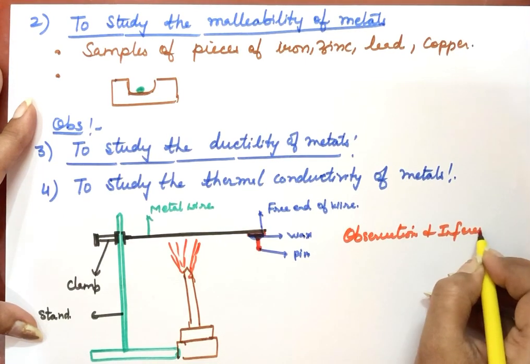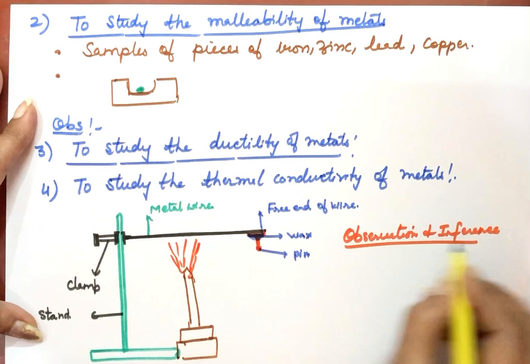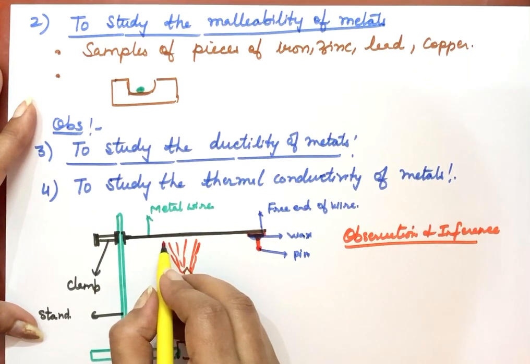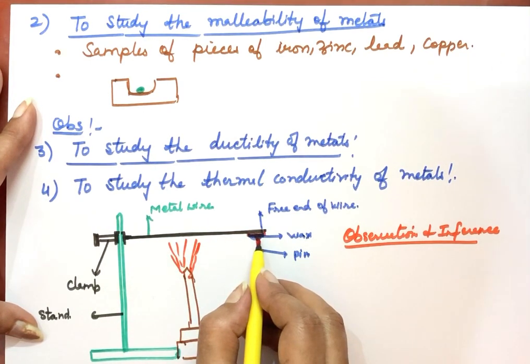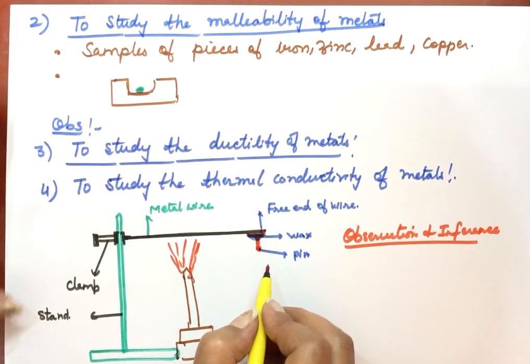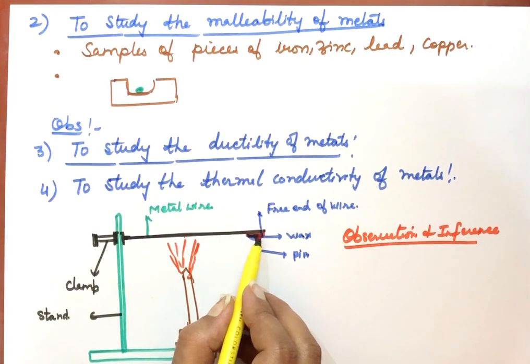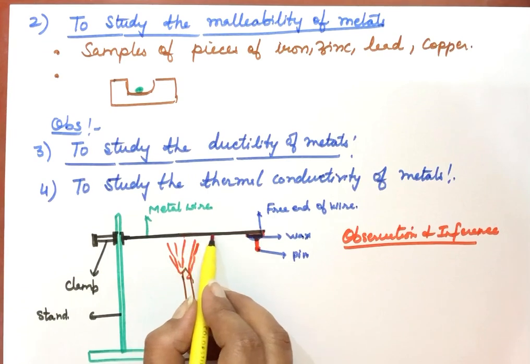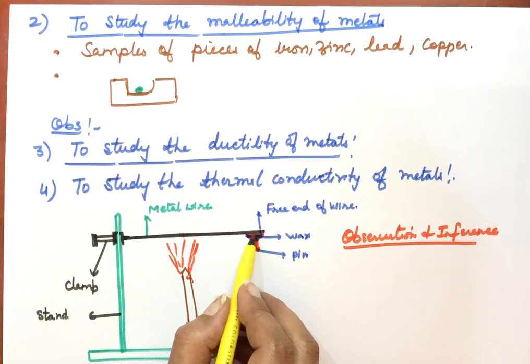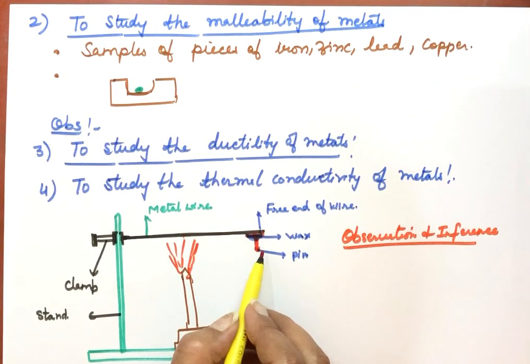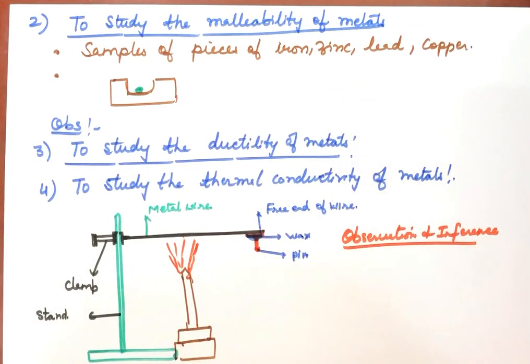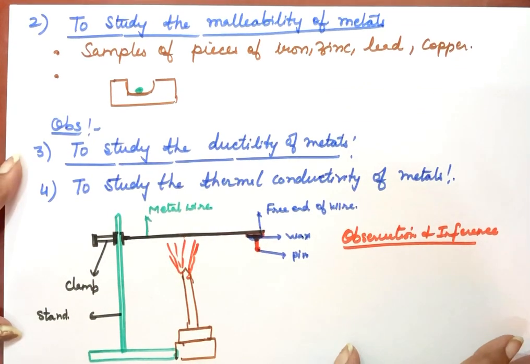Observation and inference. When one end of the wire is heated, the wax on the other end will melt and the pin gets detached from the wire. This can happen only if the heat from this end can move to the other end. That means metals are conductors of heat. That is why the wax will melt and the pin will detach. This shows that metals are good conductors of heat. This we can prove from this investigation.